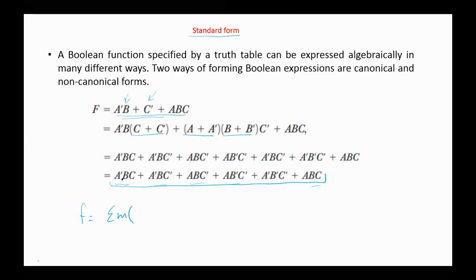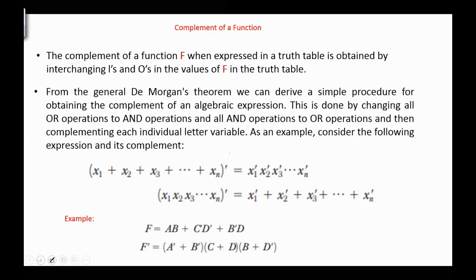Here, the function is the sum of min terms: 0, 1, 1, min term 3; 0, 1, 0, min term 2; 1, 1, 0, min term 6; 1, 0, 0, 4; and here 0, 0, 0, min term 0; and 1, 1, 1, min term 7. To find the complement of the function f, if we have the truth table, we just interchange ones and zeros in the values of f in the truth table.